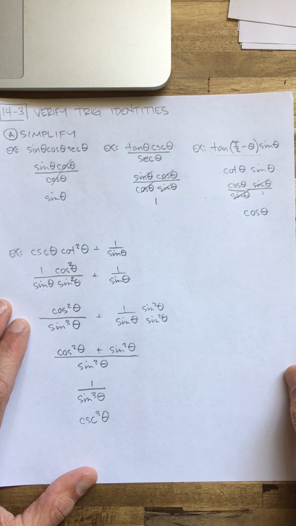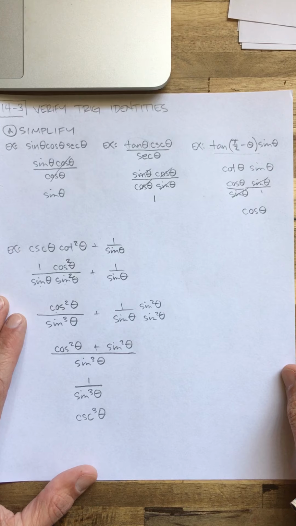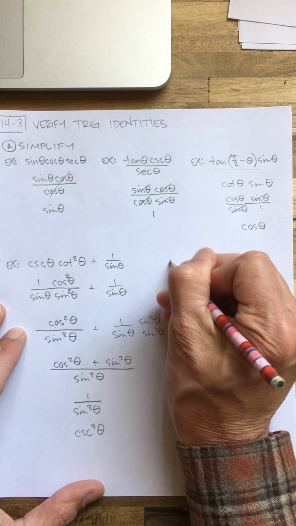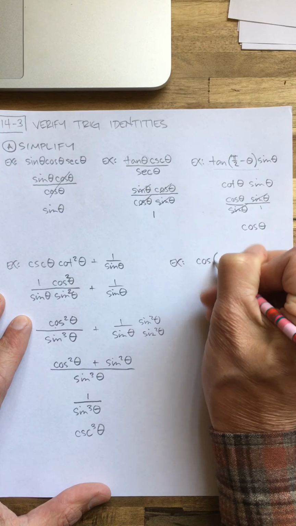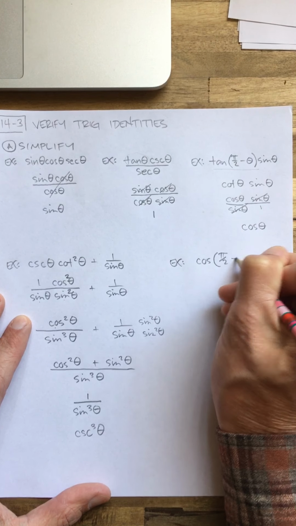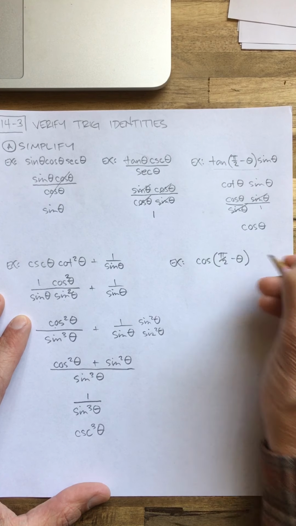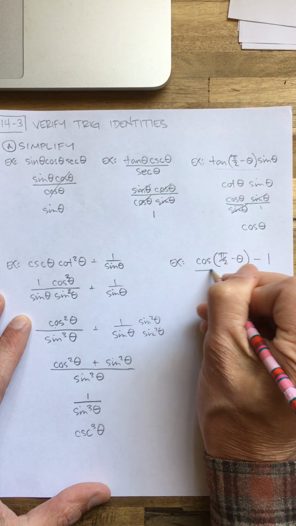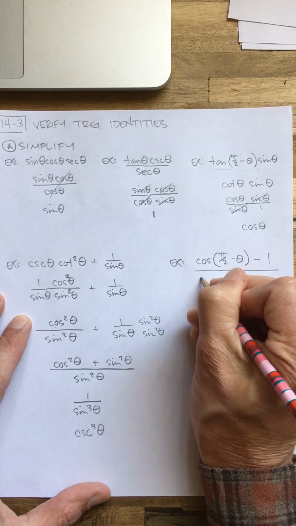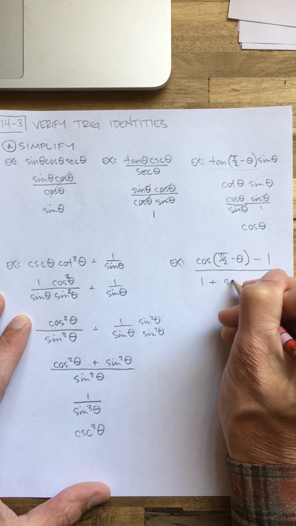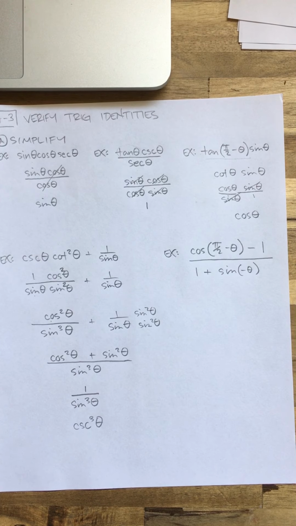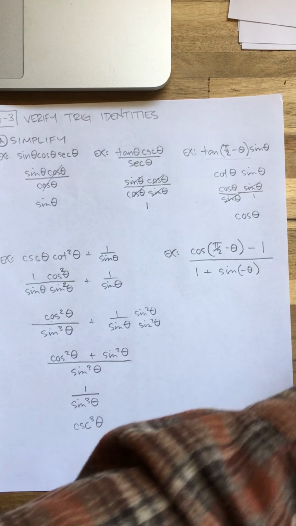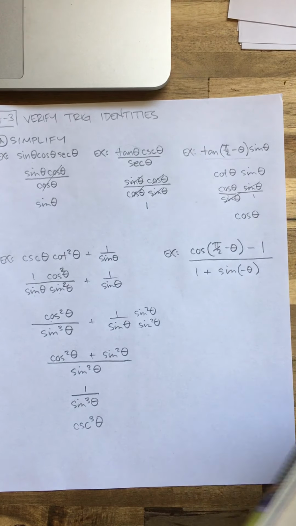All right, let's see if we can do another one. How about this one? We have the cosine of pi over 2 minus theta, minus 1, all divided by 1 plus the sine of negative theta. Oh, geez, this has got to be insane. Well, let's look at our identities and see what we can work out.